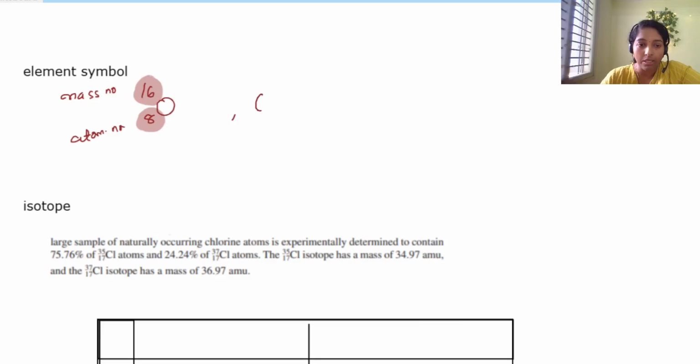Then another representation is there, the hyphen notation. For example, we write the element symbol like this, and a hyphen, and we have to provide the number. What should be the number? Is it the atomic number? No, it is the mass number. So we write the mass number here.